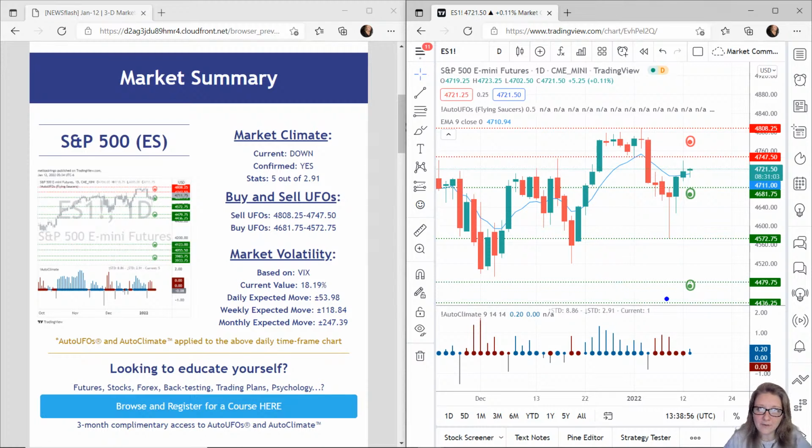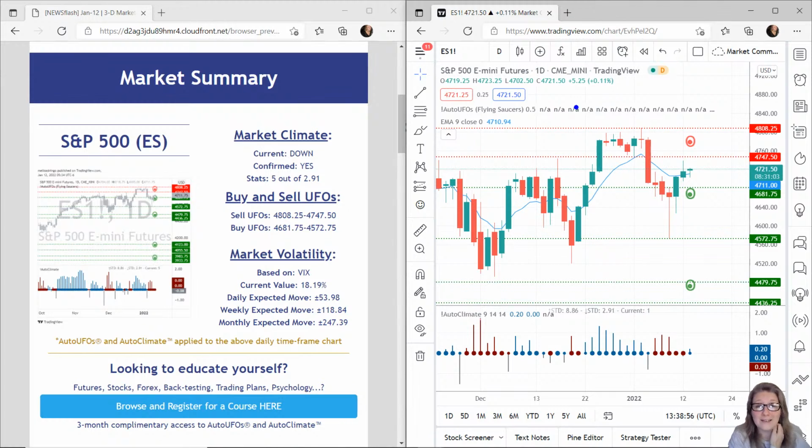So for the S&P 500, the top 500 US stocks, we have a thin dot there on our AutoClimate. That tells us there's not enough probability in either direction. Now we have buyers closely underneath us at 4681.75 to 4572.75. We have sellers closely above us at 4808.25 to 4747.50. Overall, we're in the middle between buyers and sellers, and we don't have a confirmed climate up or down, in which case we do nothing on this market.